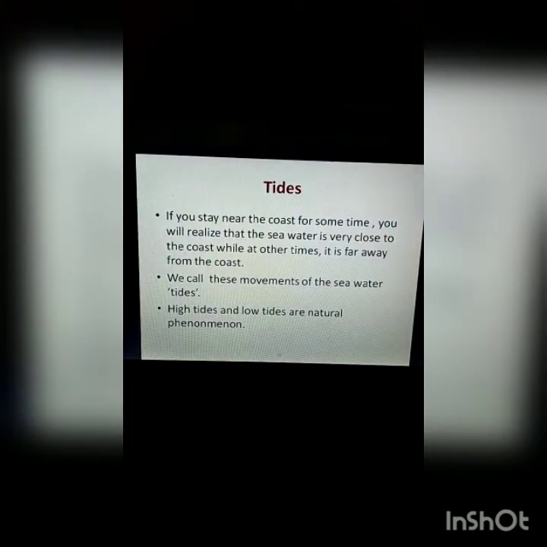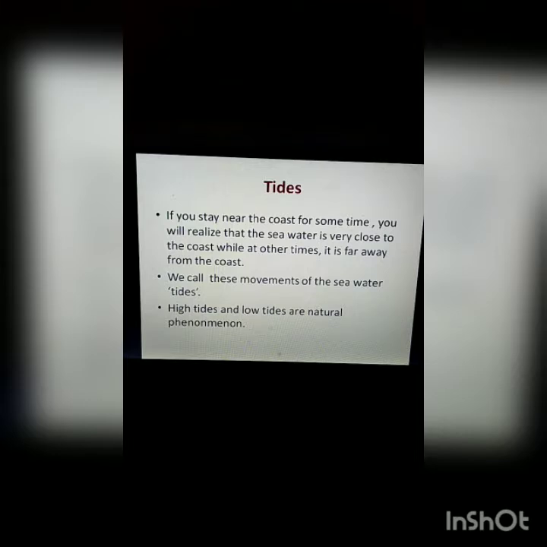So first, let me tell you all what tides are. If you stay near the coast for some time, you will realize that the sea water is very close to the coast, while at other times it is far away from the coast. Whenever we get a chance to go to the beaches, sometimes sea water is very close to the coast and sometimes it is very far from the coast. So we call these movements of sea water tides.